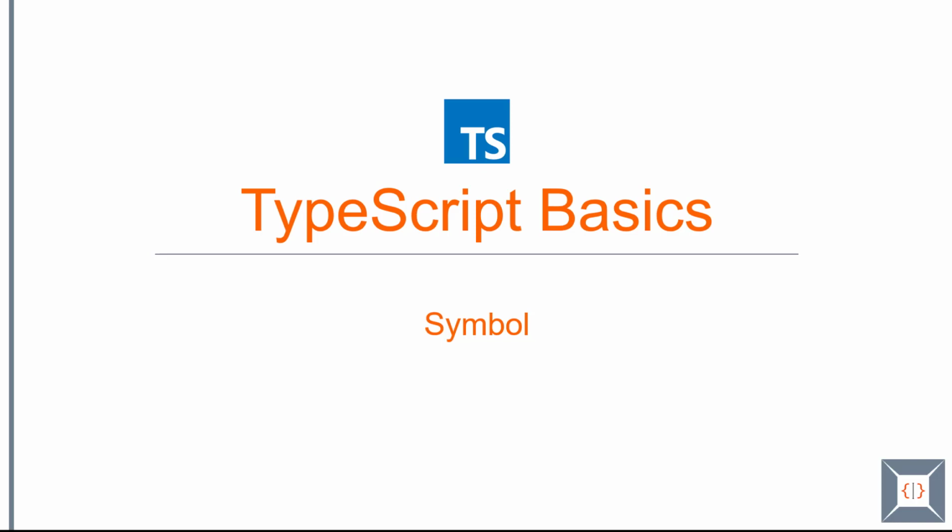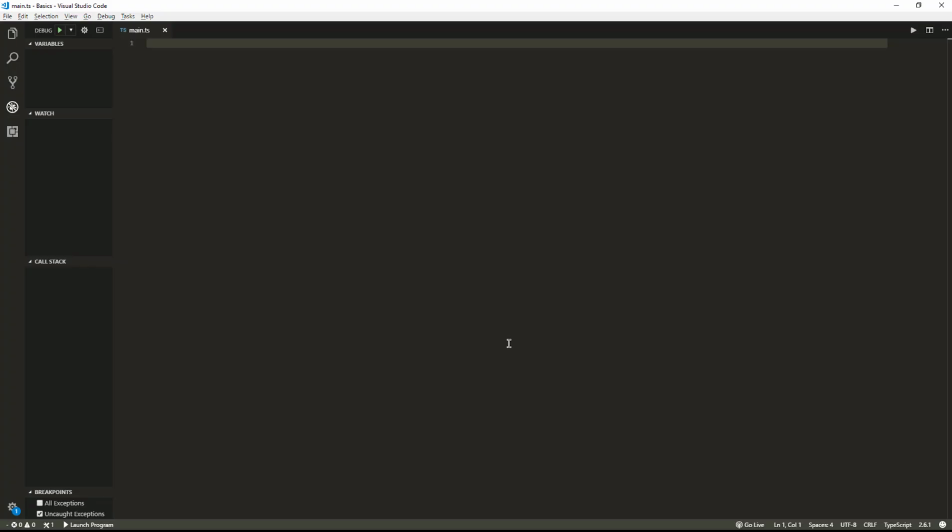In this part, we are going to look at symbol. Symbol is a primitive type. It is introduced in JavaScript to avoid naming collisions. Let's see some examples for symbol and then we'll see how it solves the naming collision problem. I have VS Code open here.